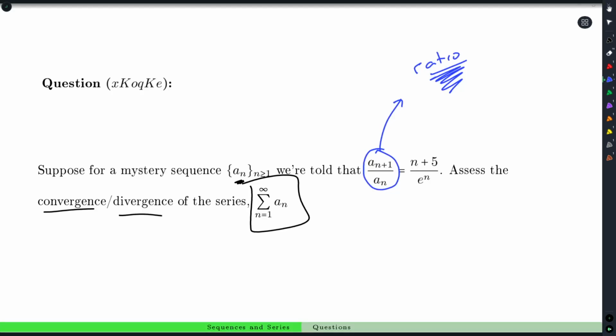Rho, which is the value, it's not a p, it's a rho, that we use. So we're going to use the ratio test, but oh no, I don't have a formula for the a_n's. That's okay, because they told me it's (n plus 5) over e to the n. Let me just double check that that's the case. Don't want to get things wrong. Yeah, we're good. Okay.